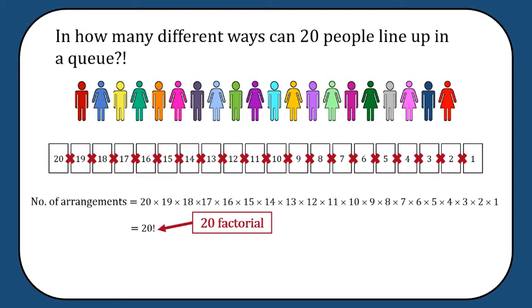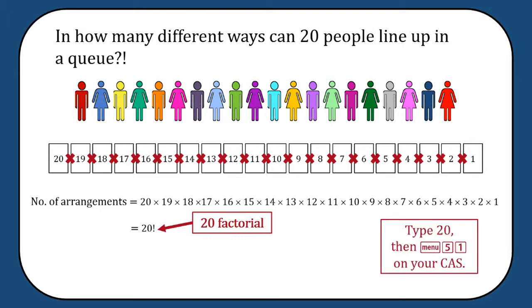So the exclamation mark is factorial, and 20 factorial, or anything factorial, simply means you multiply that number and then you keep subtracting 1 from that number, multiplying them all together until you get down to 1. So for example, 5 factorial would be 5 times 4 times 3 times 2 times 1. So to access factorials on your CAS, you type whatever number you're trying to work out the factorial of first, and then press menu 5.1, which is menu probability factorial, and you will obtain the answer. So as you'll see, as we increase the number of things we're trying to arrange, the number of possible arrangements increases quite rapidly.